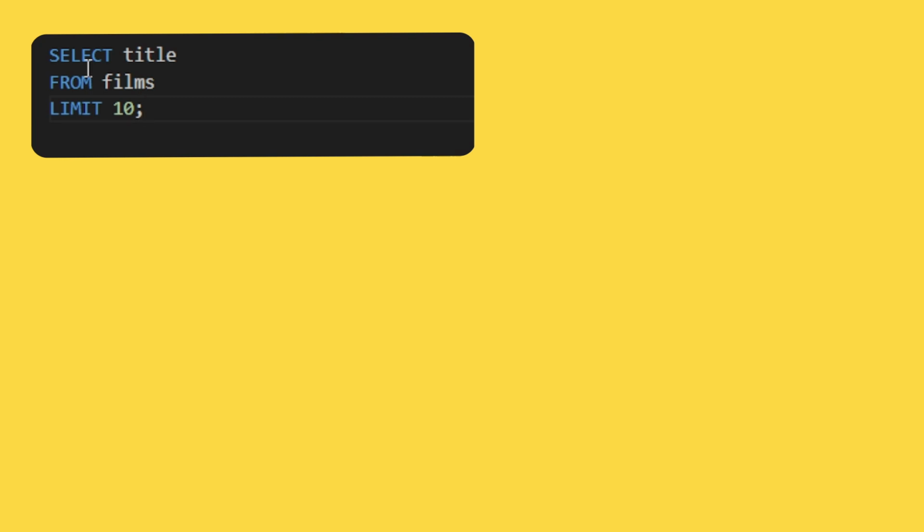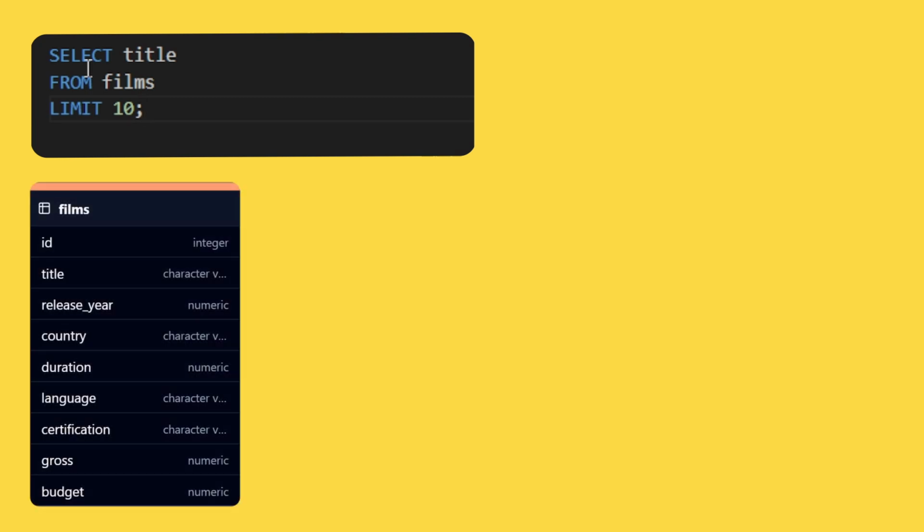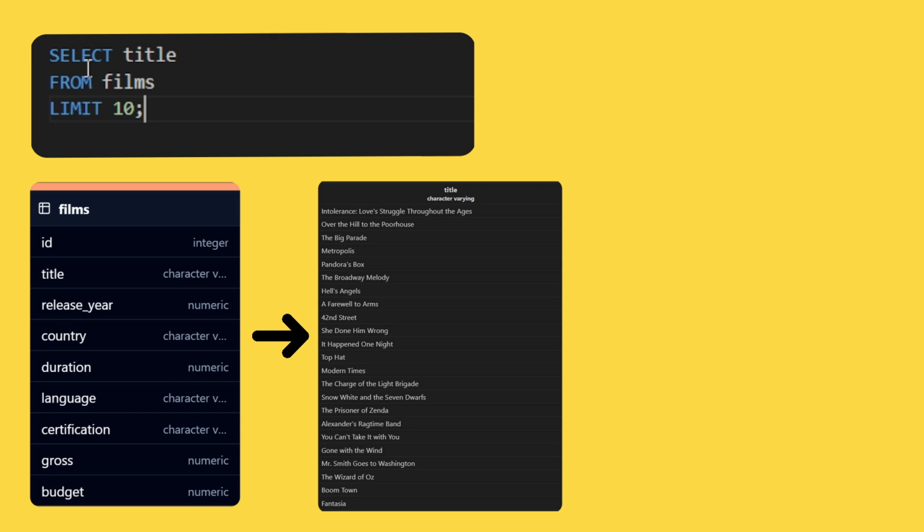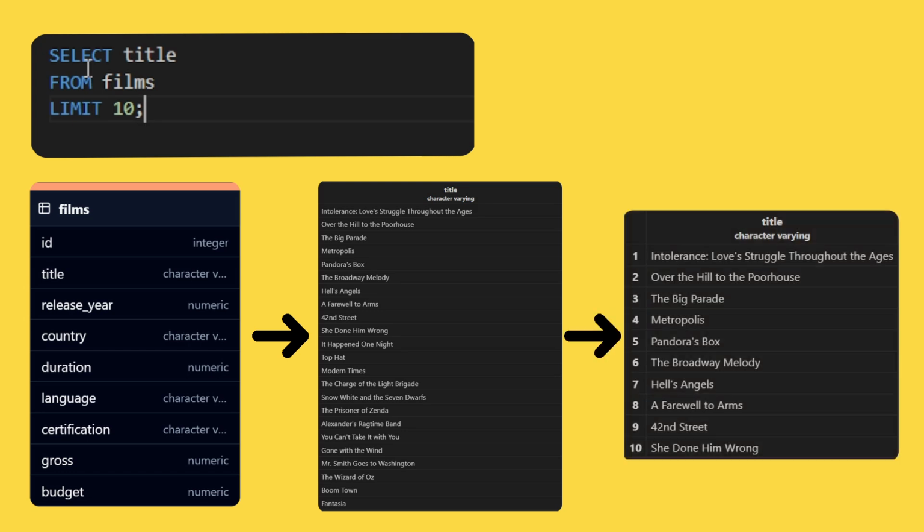The query will start executing the from statement, specifying the table from which we want to extract data. Then execute the select statement, specifying the columns containing the data we want to see in our result set. And finally, the limit statement, specifying the number of rows we want to see in our result set.